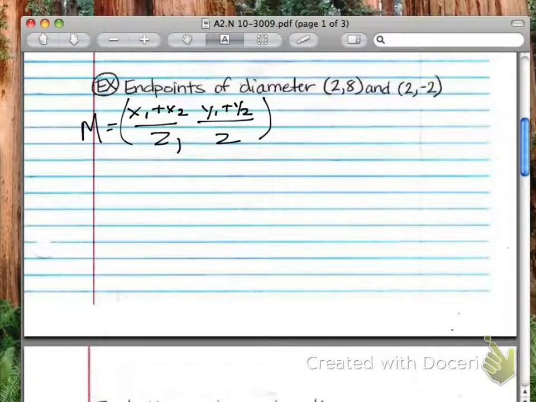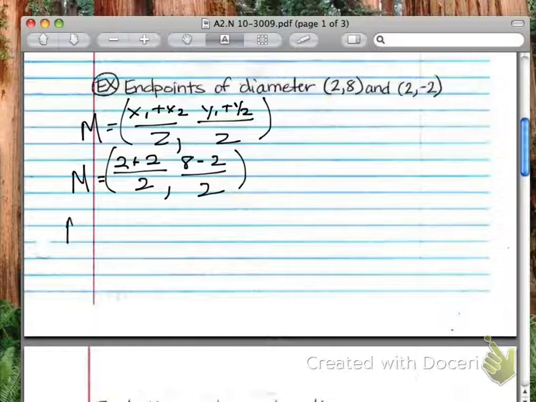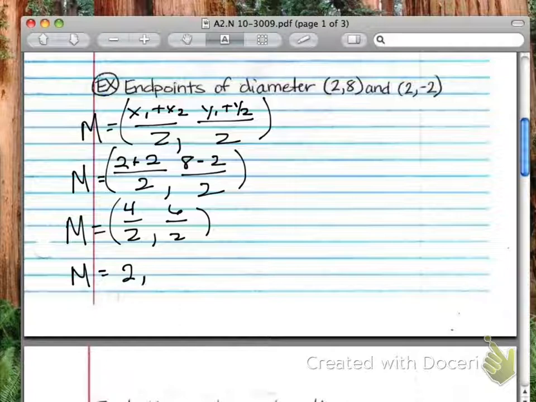So we just fill in our points. So M equals, what is x1? 2. And then x2? 2. So (2 + 2)/2. And y1? 8. Okay, and y2? Negative 2, over 2. So then we continue to simplify. M equals (4/2, 6/2). So then M equals (2, 3). So our center now is (2, 3).